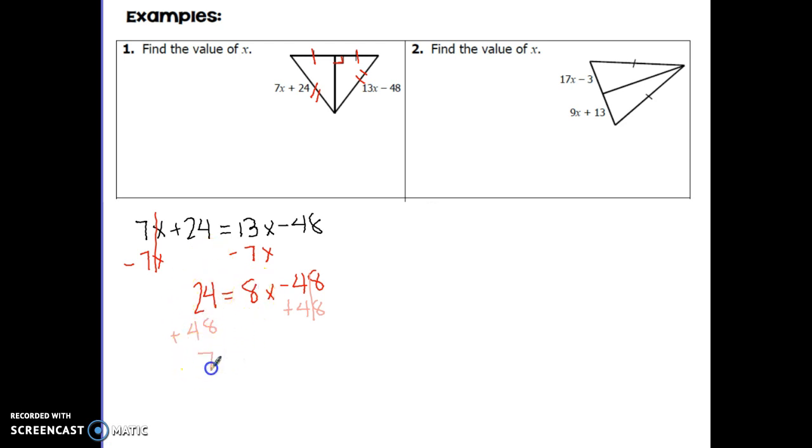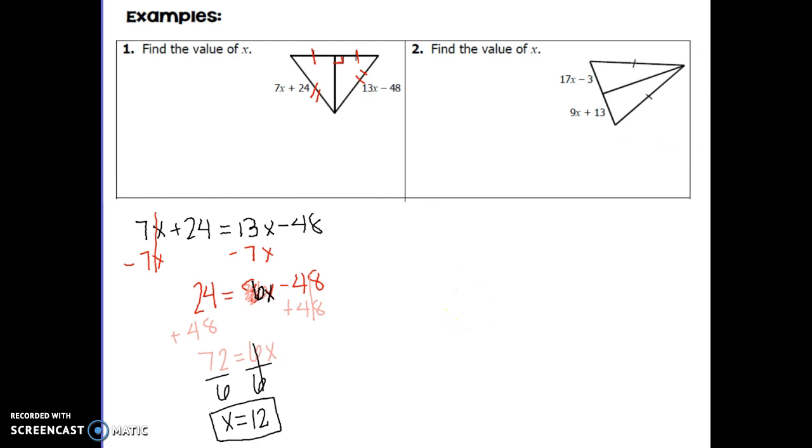These two will be 72 equal to 8x, or my bad, that's 6x. So ignore that, that is 6x. And then our last step will be to divide by 6. Again, my bad, this is 6x. Our final answer will be x is equal to 12 once we divide those by 6.